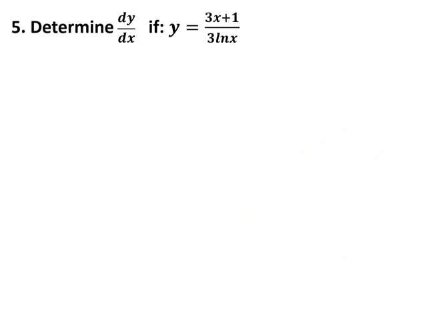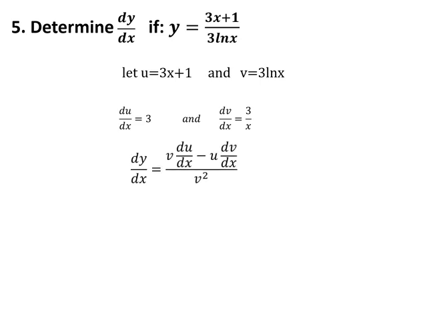I will quickly go through question number 5. Right. First step, identify the fraction and find your u and v. Your u is the numerator 3x plus 1, your v is 3 ln x. You need to find the derivative of these functions with respect to x. Derivative of u is 3. Derivative of 3 ln x is 3 times 1 over x, which is 3 over x.